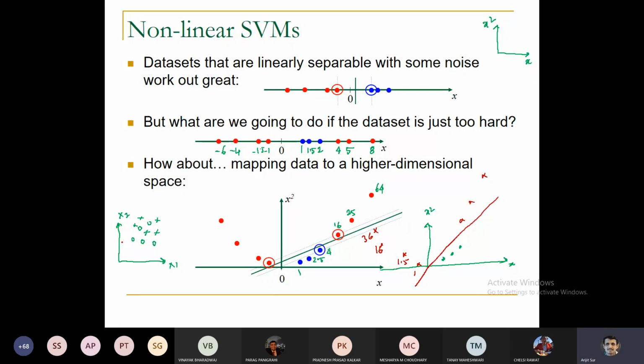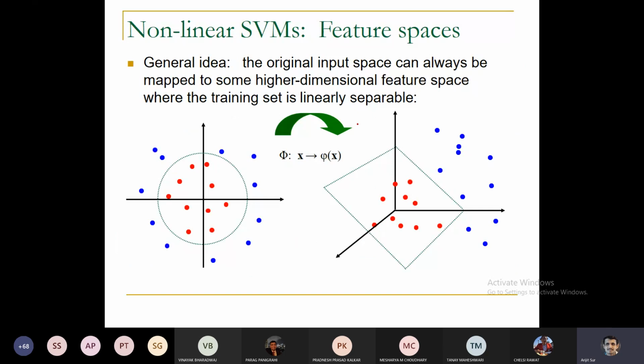So what is not possible in a particular dimension may be possible in another, but we don't know which dimension. This is just by luck we get this idea. That is possible in higher dimension. We can find a linear separator, maybe a plane, maybe a hyperplane, maybe anything. That is the basic idea. So we do a nonlinear transformation of the data points from the lower dimension to the higher dimension. The original input space can always be mapped or projected to some higher dimensional feature space where the training set is linearly separable.